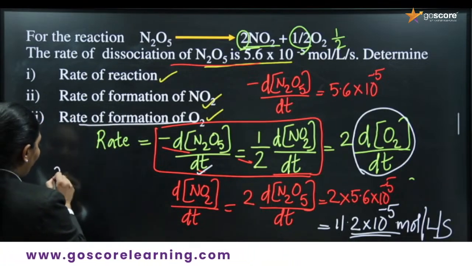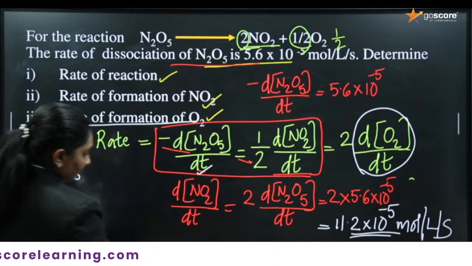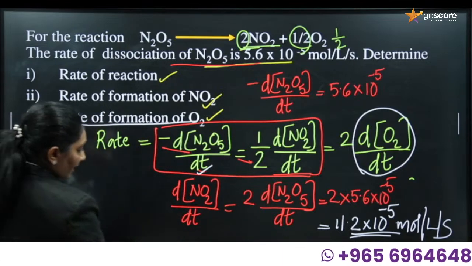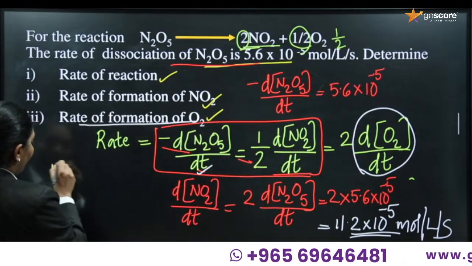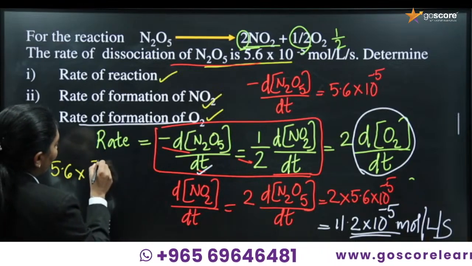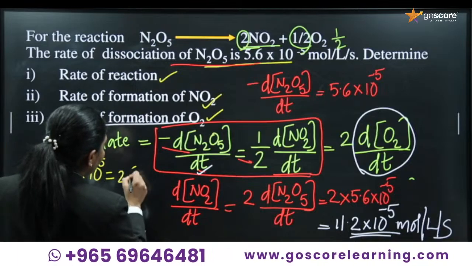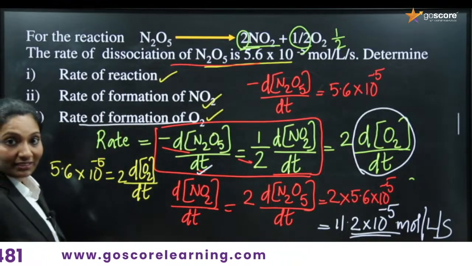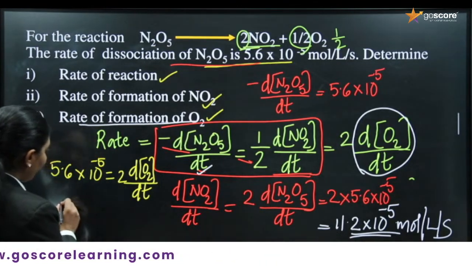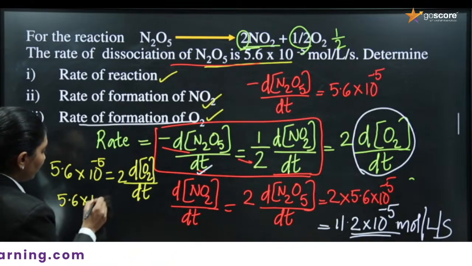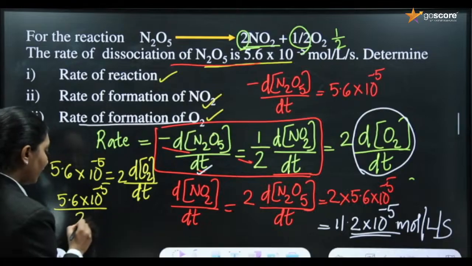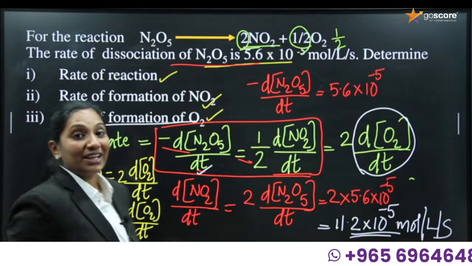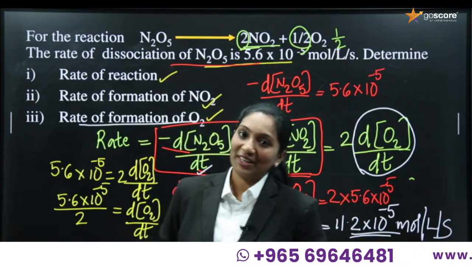That is, we are provided with 2.8, we are provided with 5.6 × 10^-5 is equal to 2 × d[O2]/dt. Then what will be the rate of formation of oxygen? It will be 5.6 × 10^-5 divided by 2. Complete this answer and write your answer in the comment box.